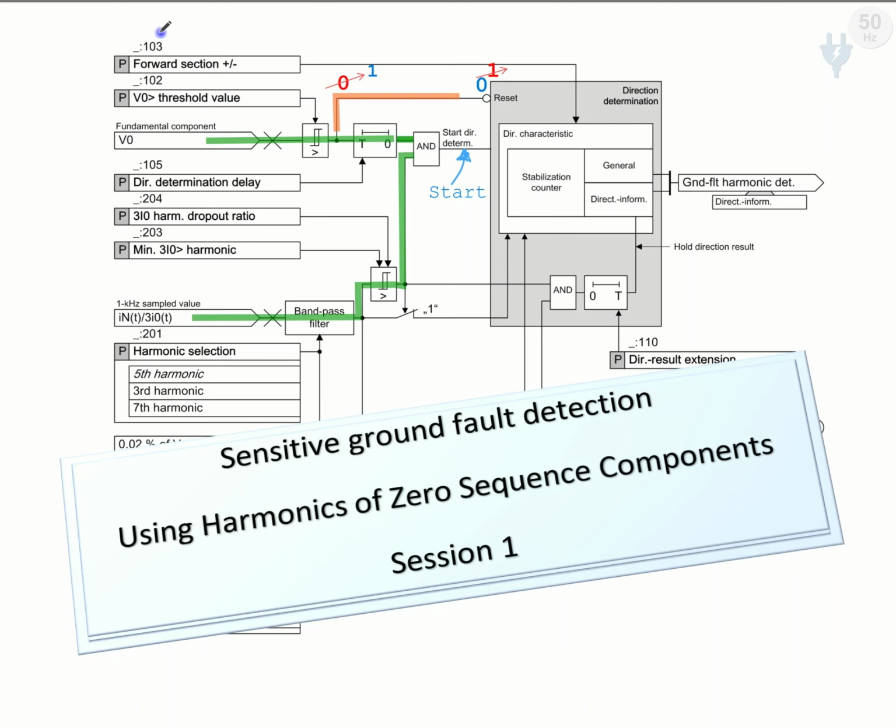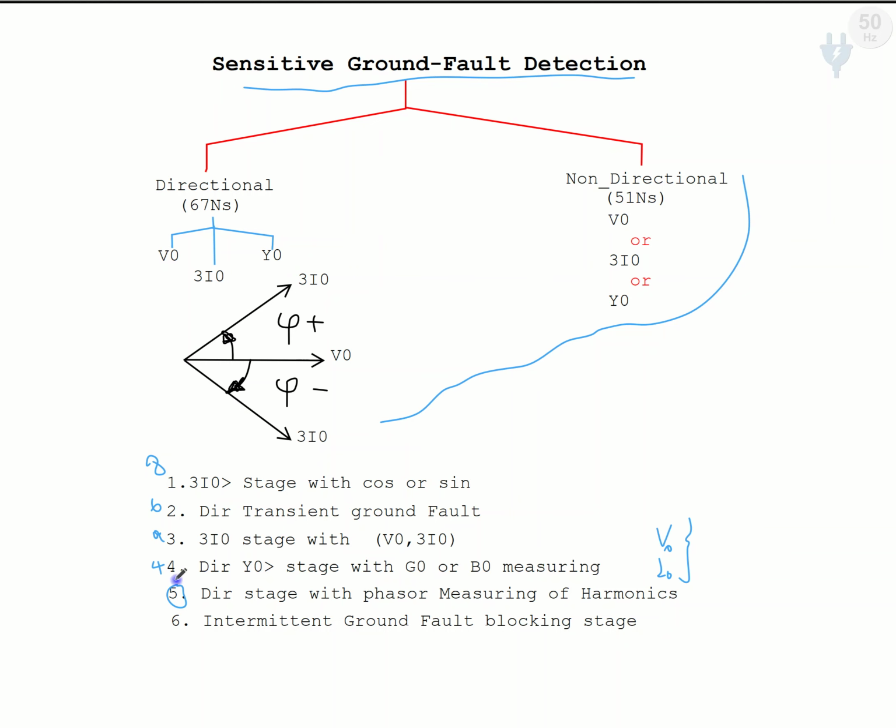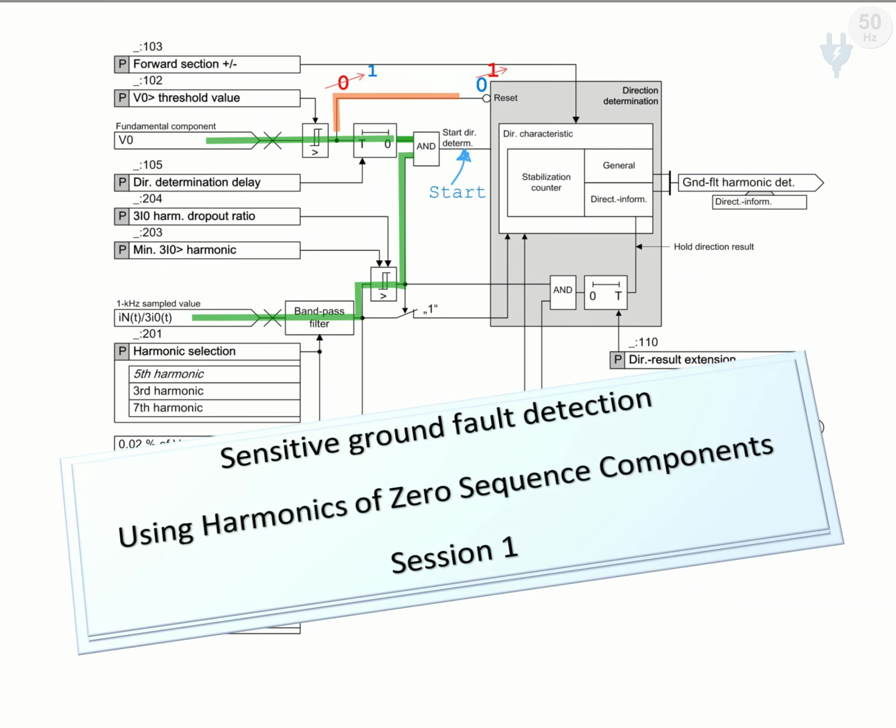Hello friends, we are in the second session of using the harmonics of zero sequence components for detecting the ground fault in a sensitive manner. In the first session, we discussed how the operation block starts, and which parameters are required to pass the thresholds so that it starts the operation.